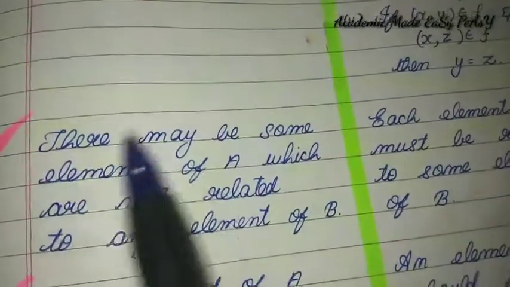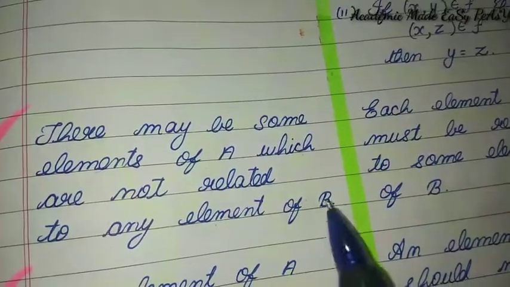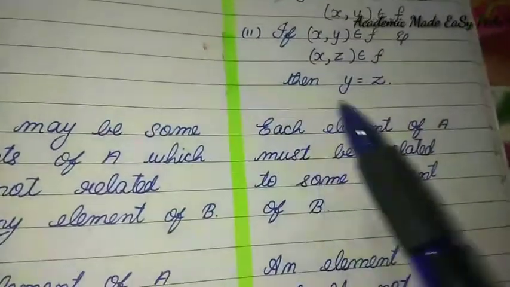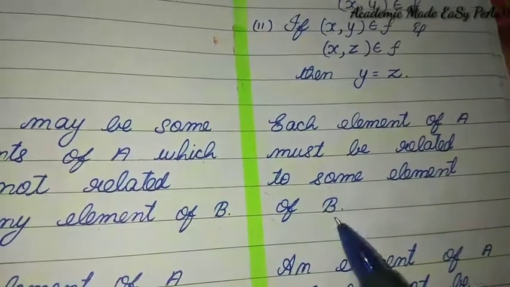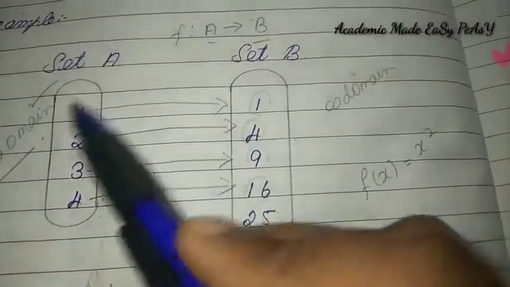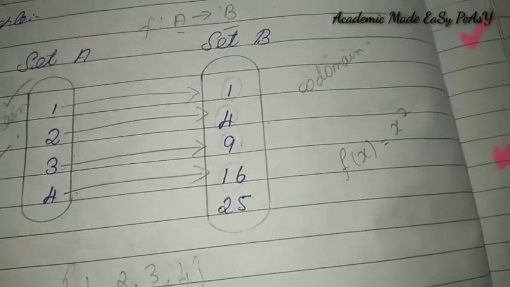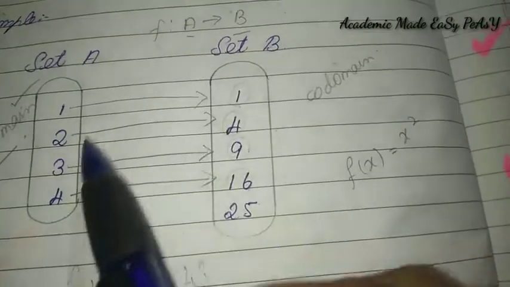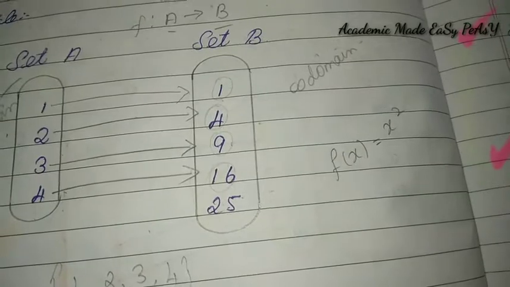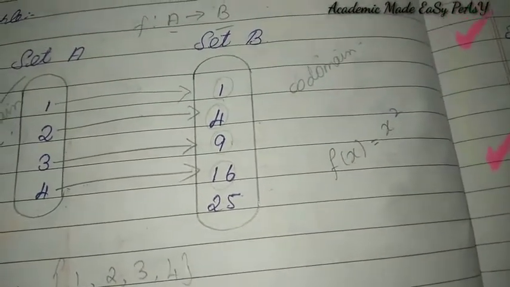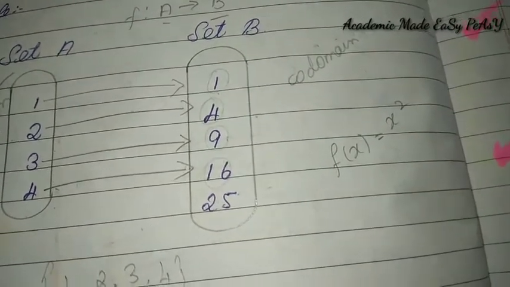The next difference: in a relation, there may be some elements of A which are not related to any element of B. In a function, each element of A must be related to some element of B. I already said, in the domain every element is mapped, but in the codomain that is not needed. But in a relation, some elements will not be mapped. That is the difference. In relations, some elements may not be mapped, but in a function every element will be mapped.